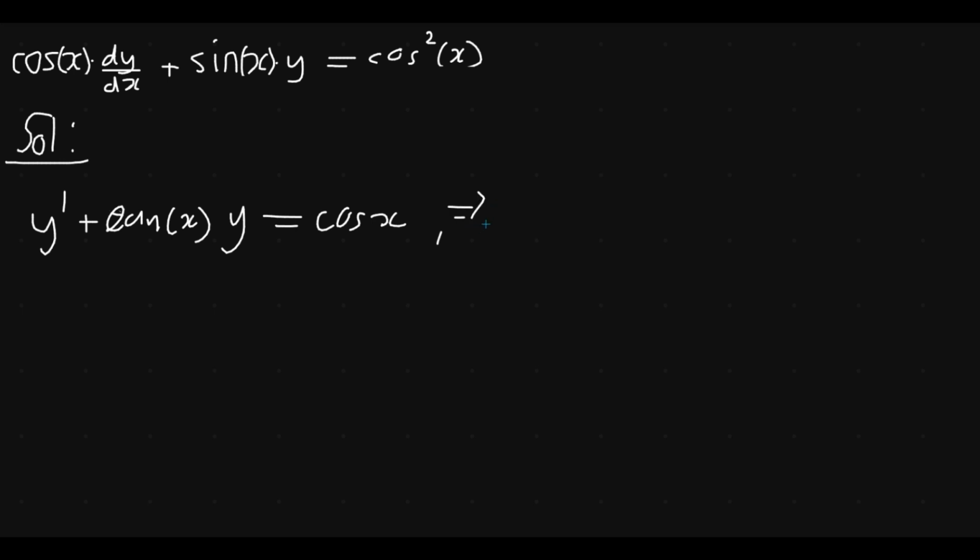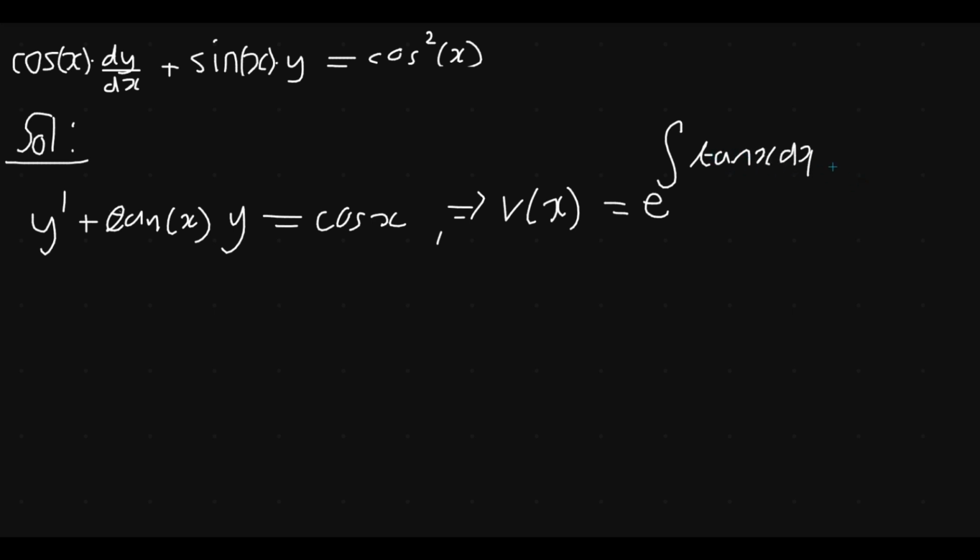Now, notice that this is in our general form for the integrating factor, which is y prime plus p of x, a function of x, multiplied by y equals, say, q of x. Okay, so we've got that. Now we're going to identify our integrating factor, which is just going to be e to the integral of p of x, which is tangent x. So r of x, our integrating factor, is going to be e to the integral of p of x, which is tangent of x, dx.